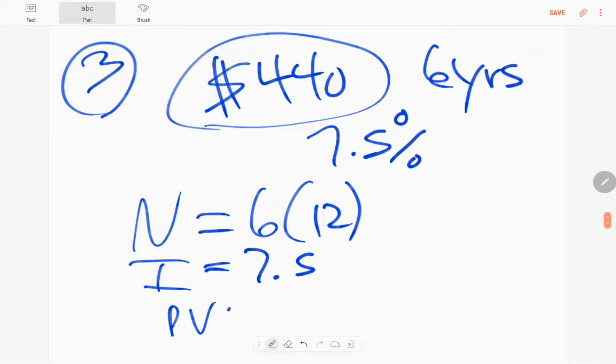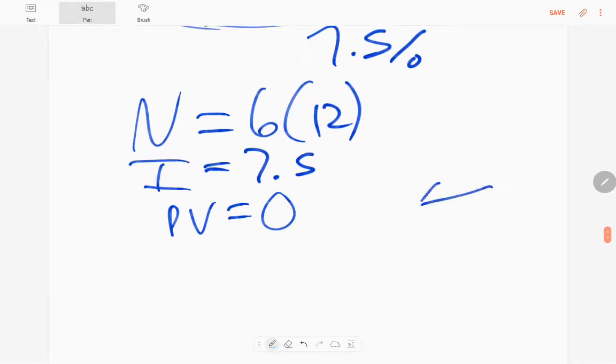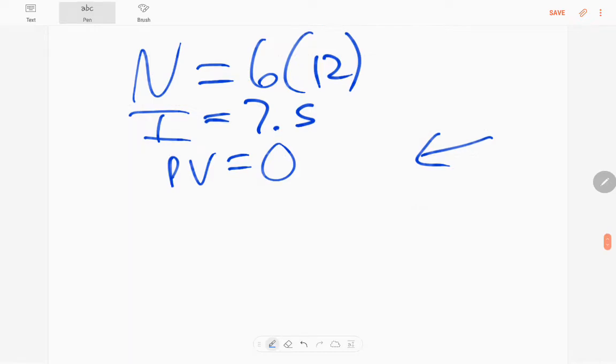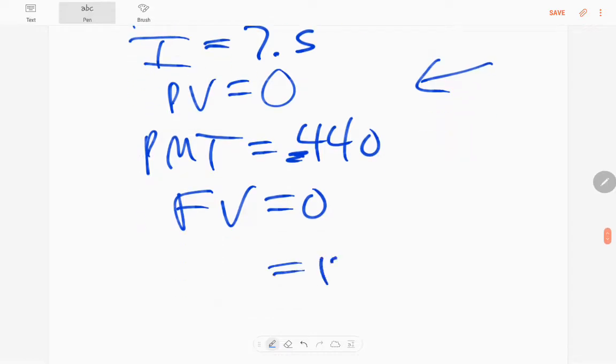Present value. Now remember, this is a loan problem, so the present value is actually what we're looking for. That's the unknown. How much can she borrow for the car? So go ahead and put a 0 right now. But it does say she can afford payments of $440 per month, so make it negative. And the future value of a loan problem is almost always 0. And just leave the last two as 12s.